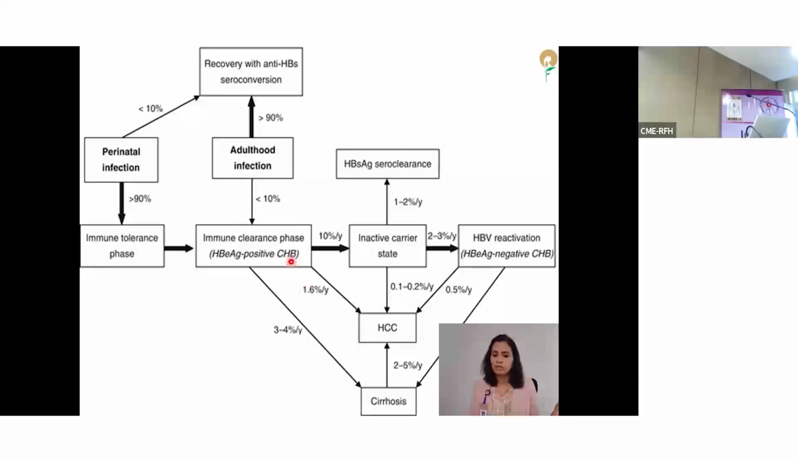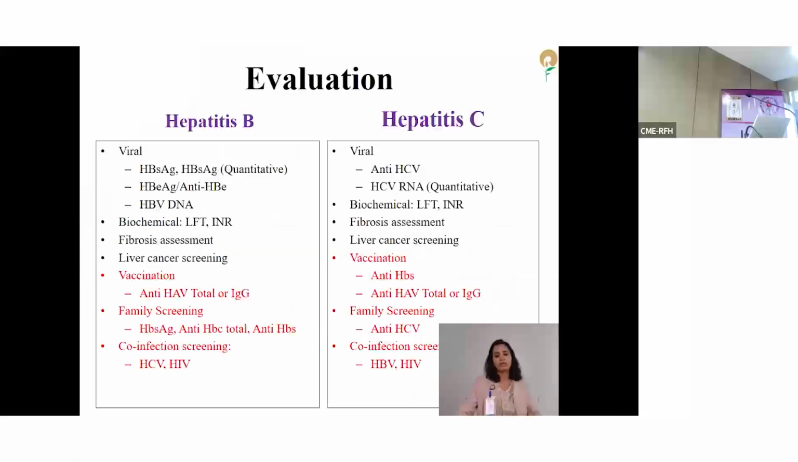Every year, some segment of these hepatitis B positive children will develop HCC, to the tune of almost 2% every year, from all the segments: from the immune clearance phase, even those with inactive carrier state, even those with reactivation. And 2 to 4% of them every year will develop cirrhosis. So this is what needs to be modified by a very clear and systematic approach when we treat children with hepatitis B, because in adulthood they are all going to go through these stages. So we have to understand where we want to bring that child at that point.